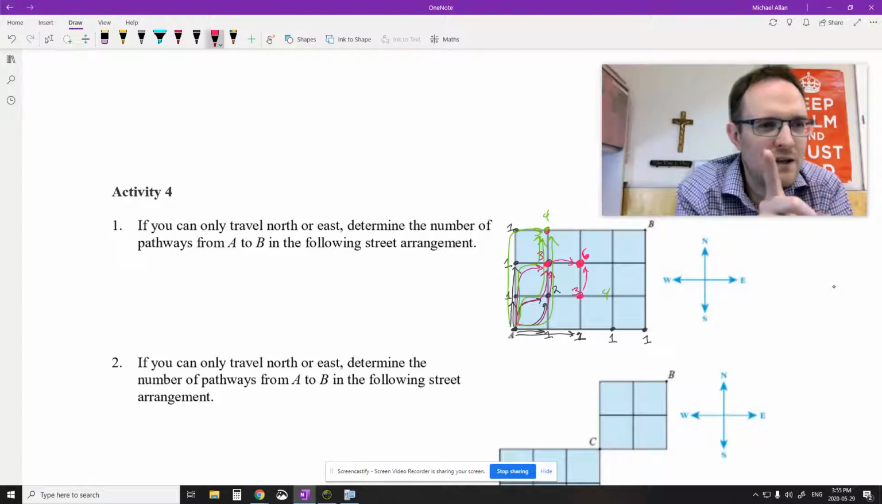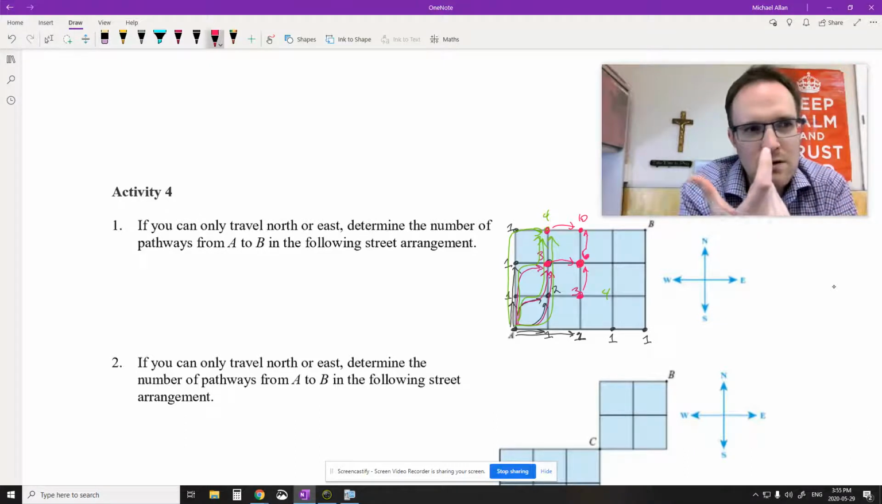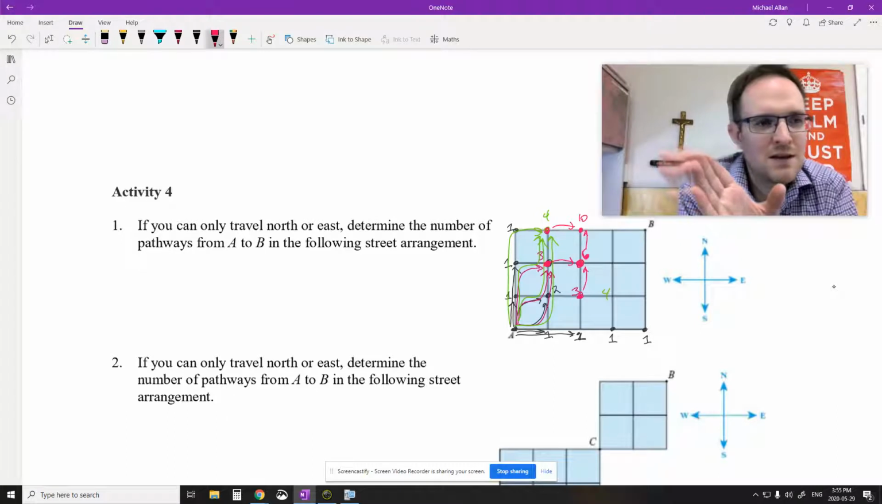If I follow that logic to the next point above here, if there's 6 ways to get to this point, each one of those 6 pathways can go one step more. So there's 6 ways to go up more. And there's 4 ways to get to this path, so there's 4 more ways. So there's 10 to that one. So what I'm doing is adding the 2 pathways that are connected to it. Remember, you can always move towards B.